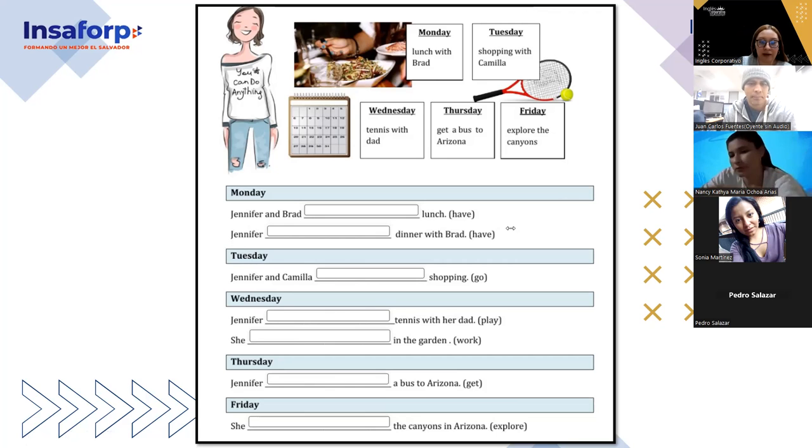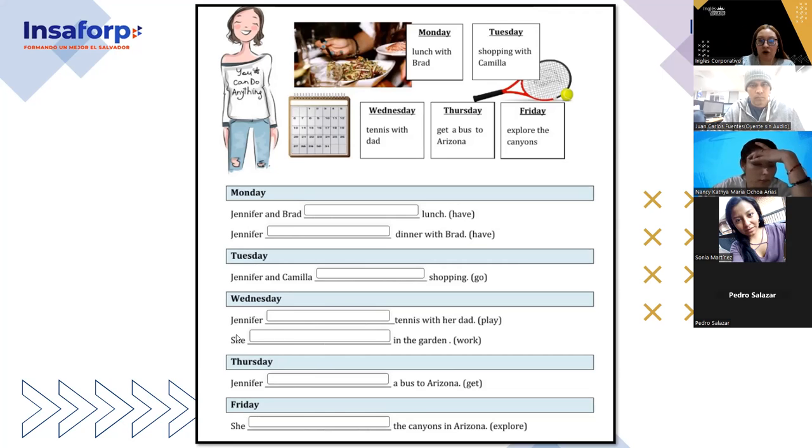Is playing tennis with her dad. Es exactamente la misma que abajo, sería she is working in the garden. All right? On Wednesday, she is working in the garden. Lo único que van a hacer, van a poner la expresión. Si se acuerdan, yo les decía la semana pasada que las time expressions, por ejemplo estas, on Monday, on Tuesday, on Wednesday, ustedes pueden utilizarlas tanto al inicio como al final de una oración. Y este caso con esa estructura es exactamente igual.